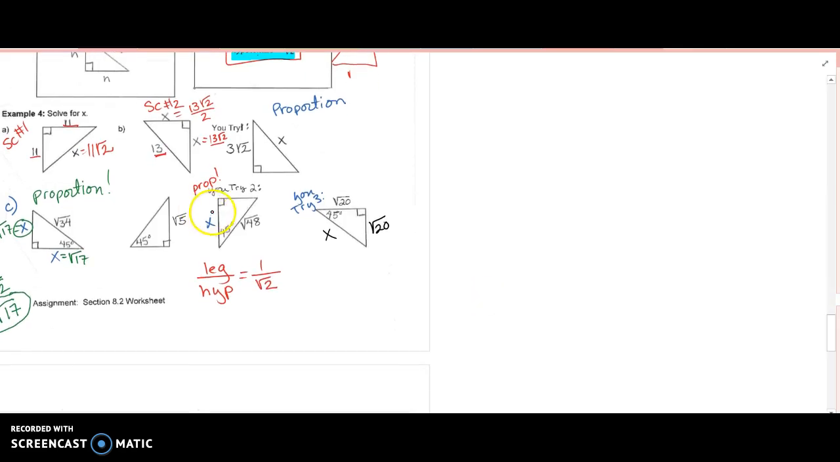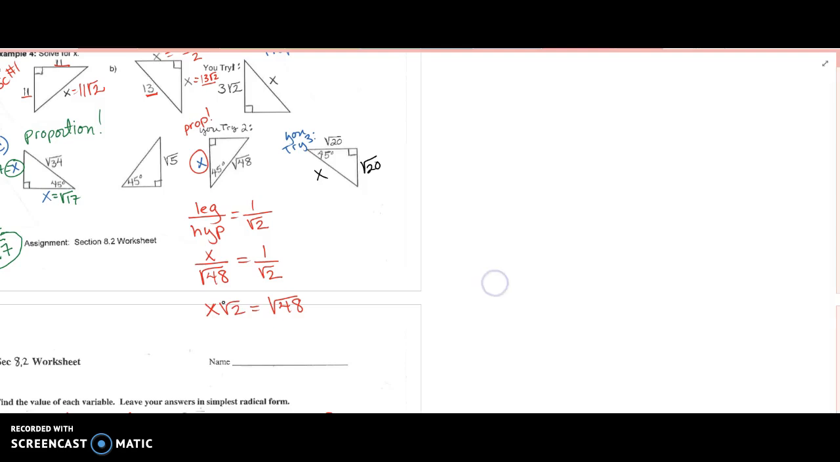This time my leg is x. My hypotenuse is square root 48. 1 is to square root 2. We cross multiply: x times square root 2 equals 1 times square root 48. I'm just going to call that square root 48. We divide both sides by square root 2 to get x by herself. Those square root 2's cancel.